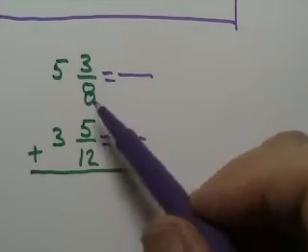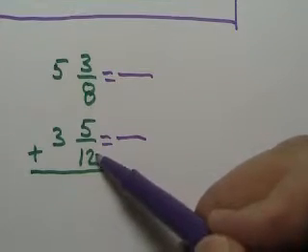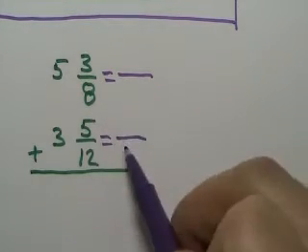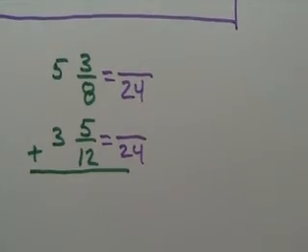So let's see, 12 and 8, I'll just count by 12s. 12, 8 doesn't go into that. 24, 8 goes into 24, so that is my new common denominator.